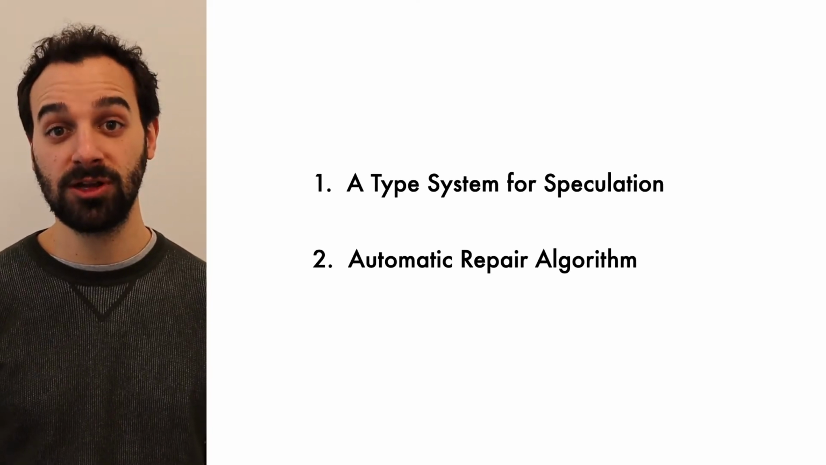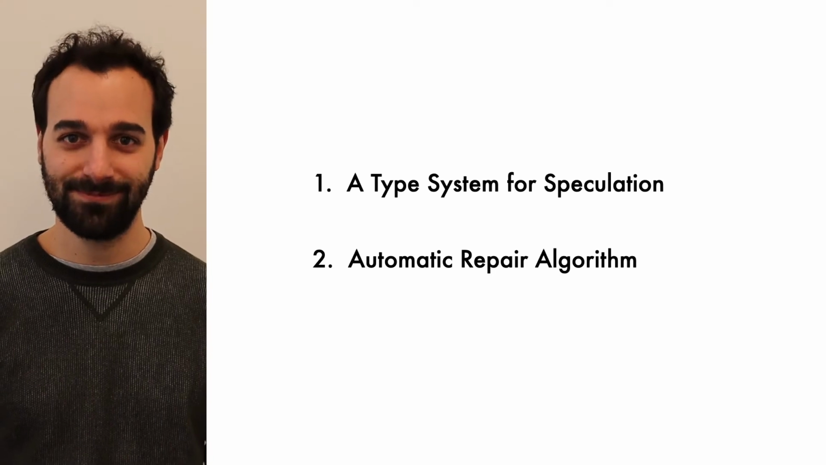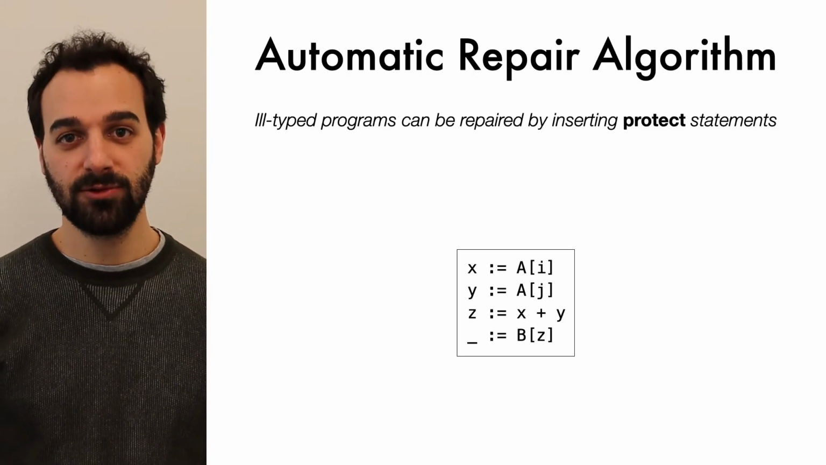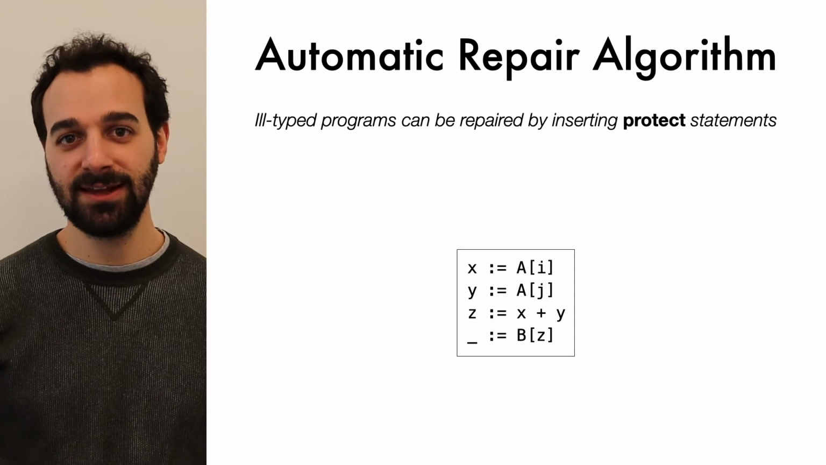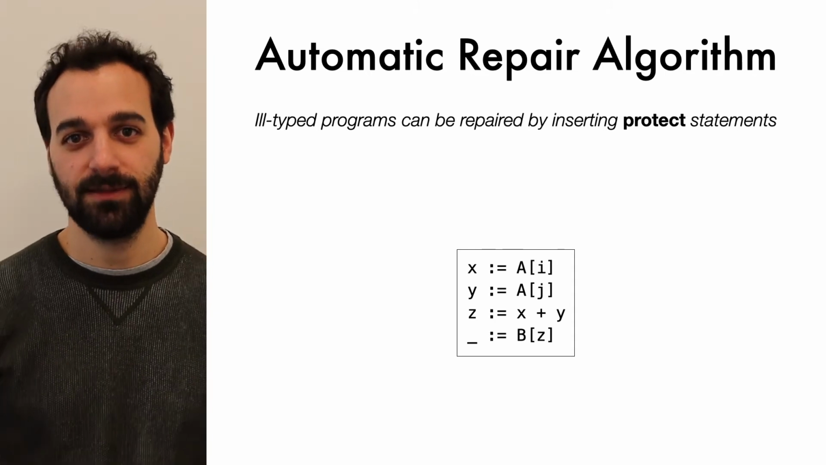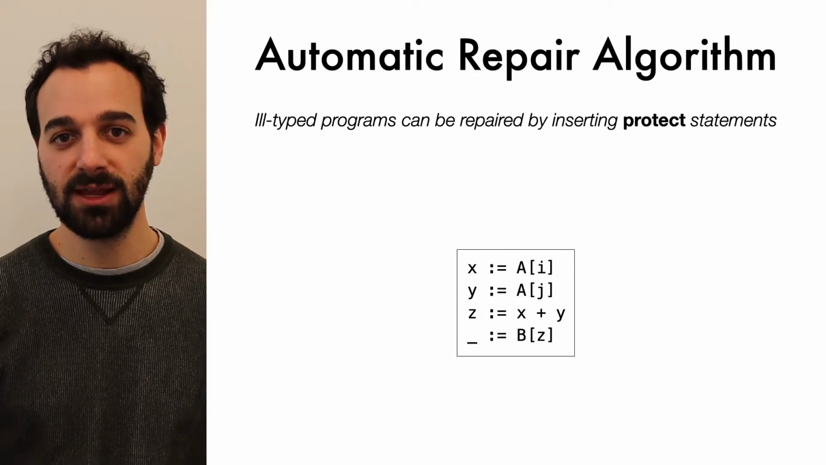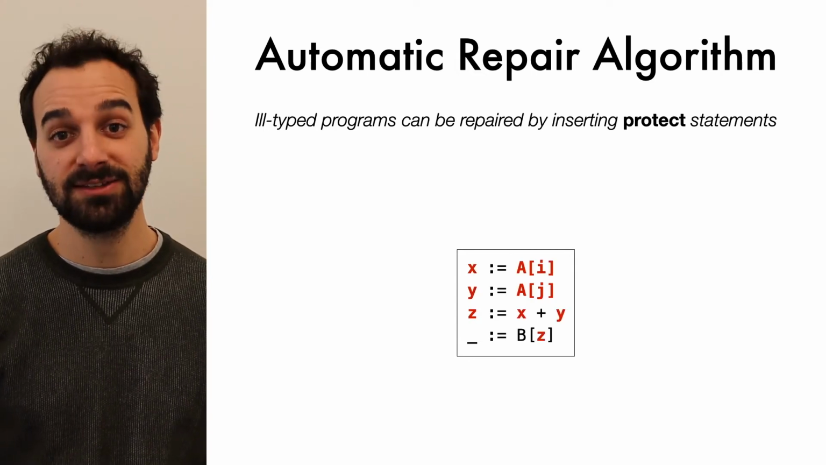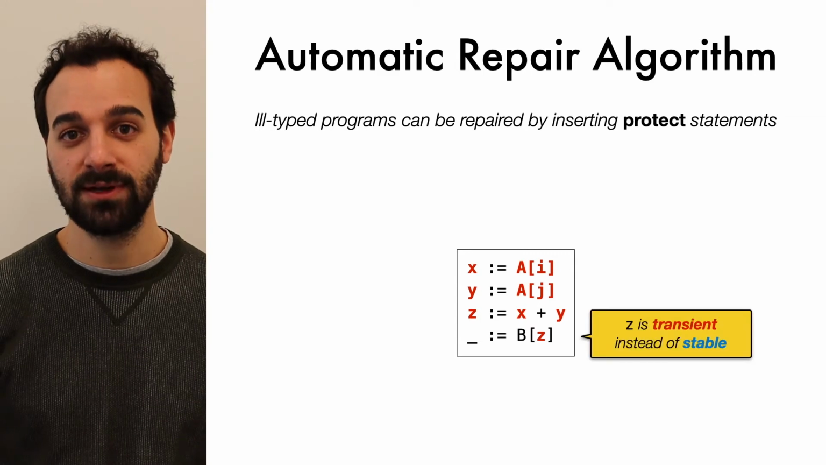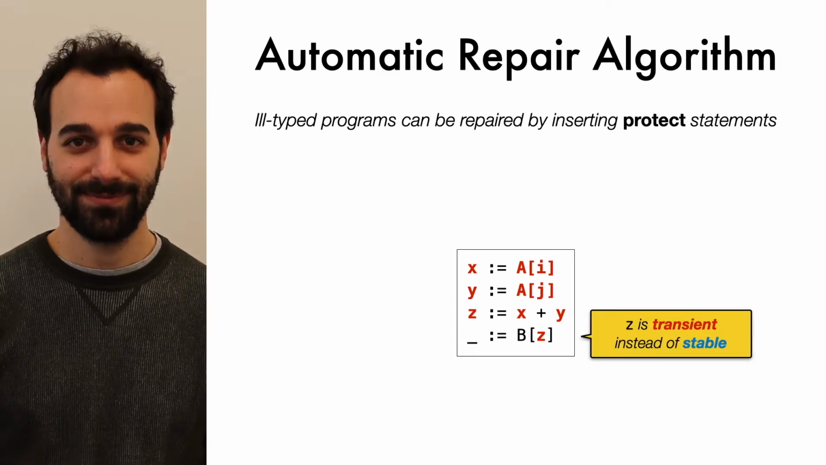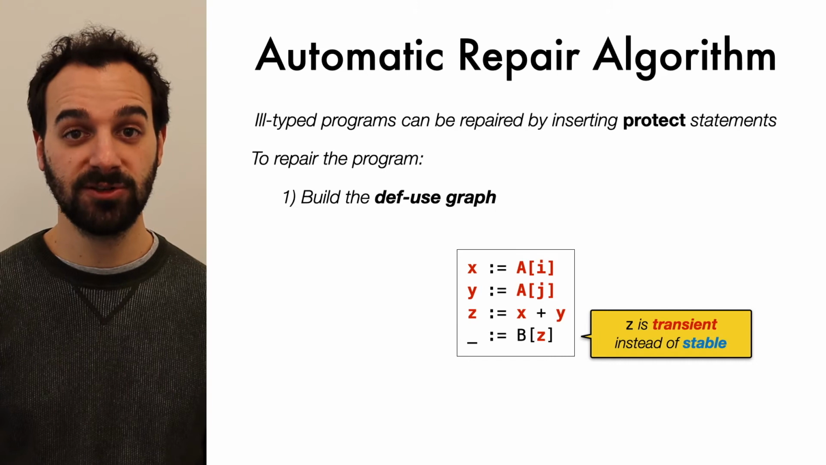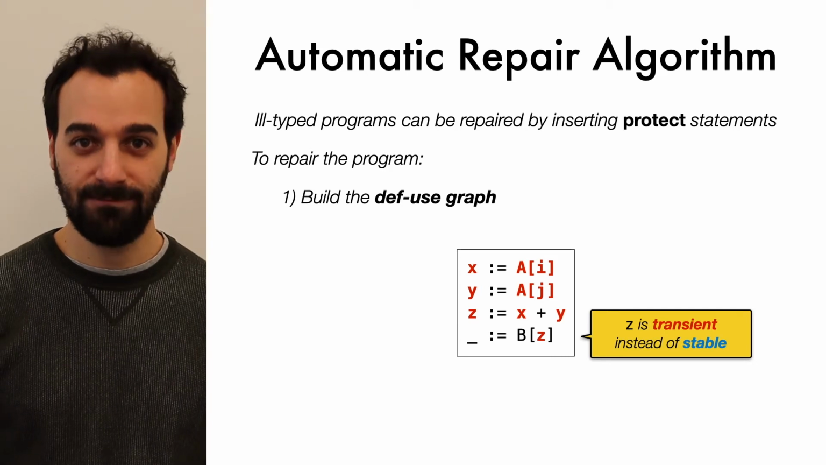Let me show you how the algorithm works with an example. This program reads two values from array A, adds them up, and indexes array B with the result. Like the Spectre gadget from before, this program contains a speculative execution vulnerability and is ill-typed because Z is typed transient instead of stable. To repair the program, we first build its def-use graph.